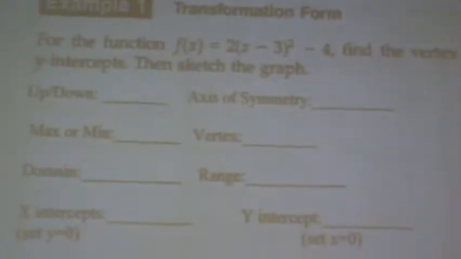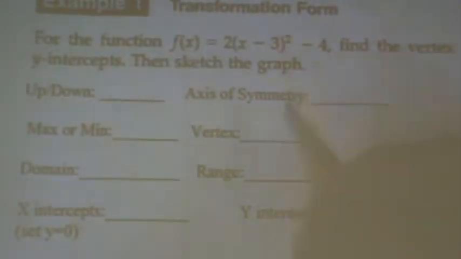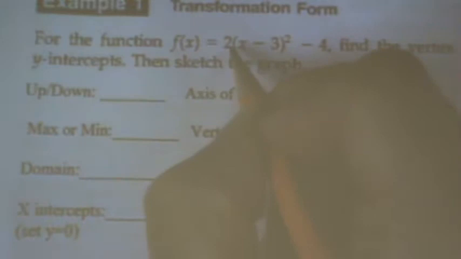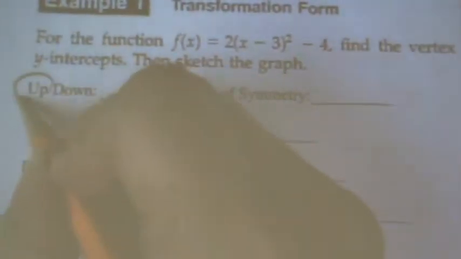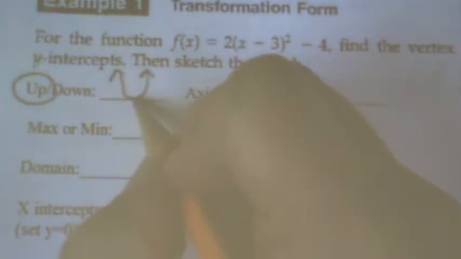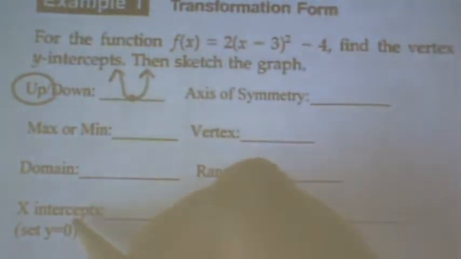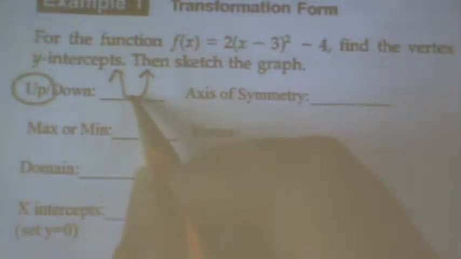So let's look at an example of one, and let's fill in all this and sketch a complete graph. So far, what do we know? We need all these, there's 8 things we need. Can you tell me anything? It goes up. The a value is 2, so it's going up. Now, if it's going up, what's our vertex? Is it the lowest point? Is it a minimum value or a maximum? Minimum.